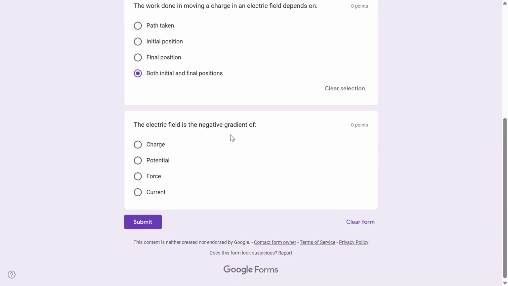Okay, good. And the final one, a very crucial MCQ, a very, very important one. The electric field is the negative gradient of dash: charge, potential, force, current.